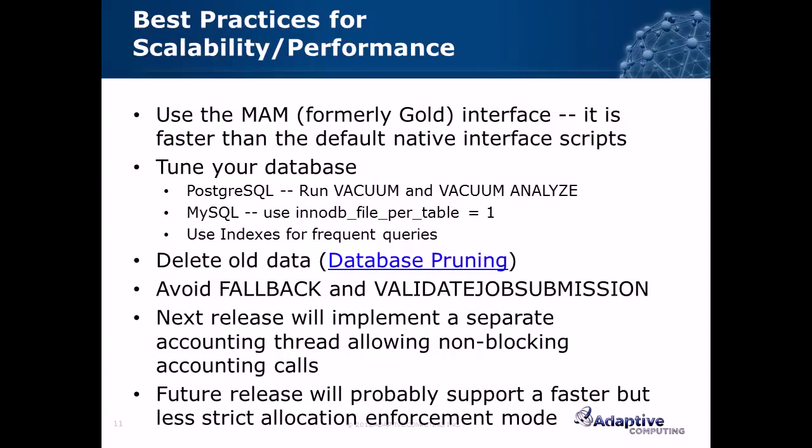So what we're doing in the next version, next release, is having a separate accounting thread pool that handles the accounting calls. So Moab will instead just push it onto the request queue. It'll handle that offline, and Moab will go on into its scheduling cycle and continue, and it won't be interrupted by the accounting. So this will be a big improvement.